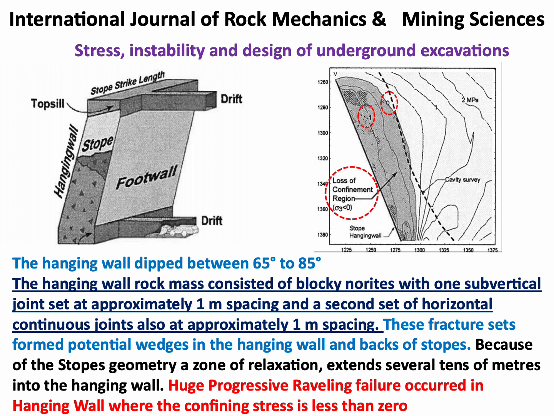The stope had good quality rock mass conditions, but at the same time it suffered from the following conditions. Firstly, there was a hanging wall present which dipped at 65 degree to 85 degree. Secondly, the hanging wall rock mass consisted of blocky norite rock with one subvertical set at approximately 1 meter spacing and a second set of horizontal continuous joints also present at 1 meter spacing. These fracture sets resulting from the joint sets formed potential wedges in the hanging wall.